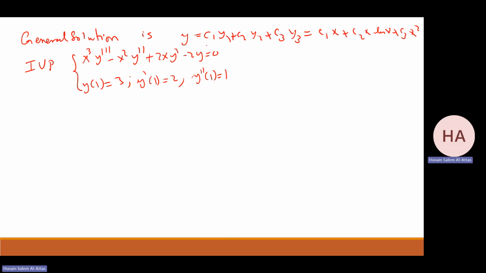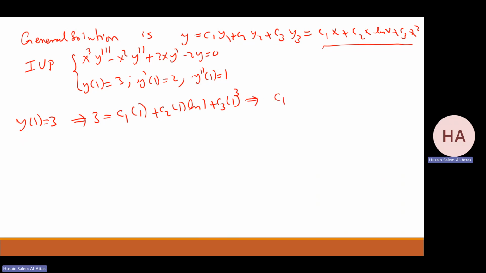And now I have this general solution. That's the general solution. So I need to find the c's. So substitute y at 1 equal 3. That implies 3 equals C1 times 1 plus C2 times 1 ln 1 plus C3 times 1 cubed, which implies C1, ln 1 is 0 again, plus C3 is equal to 3. Okay. I need to find y prime.